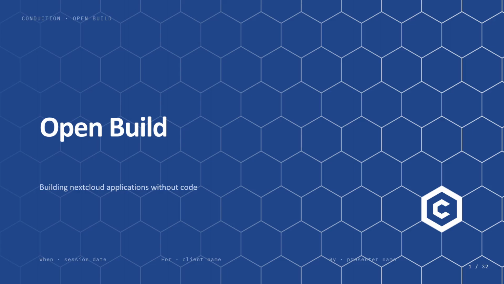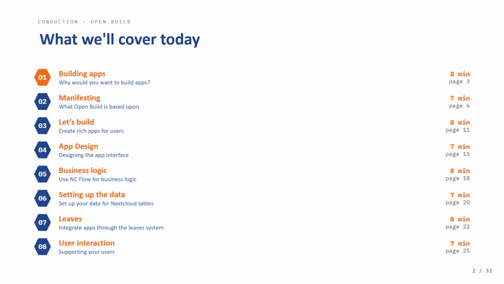OpenBuild is a system, or actually an app, that we built to build Nextcloud applications without actually writing any code. Okay, so what? Today we'll be talking about building apps, why you would want to do that in the first place, the manifest system and how that works, how we can build apps with OpenBuild, how we can design apps, how we can add business logic to them, how we can influence the data model behind them, how we can integrate with leaves and what those are, and what additional user interaction OpenBuild gives you.